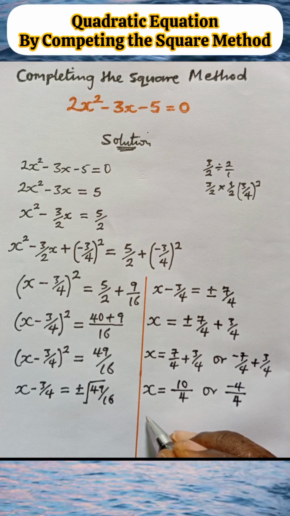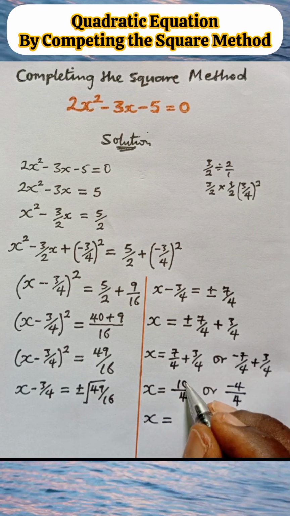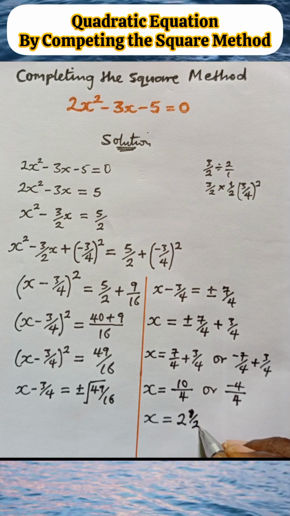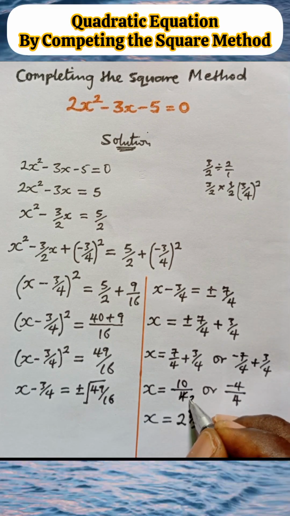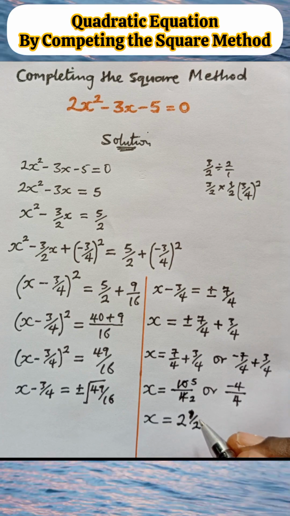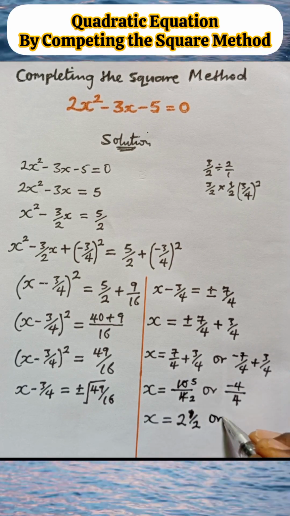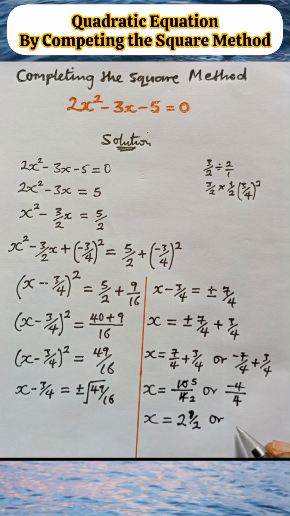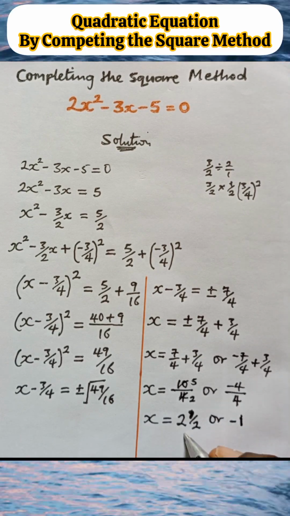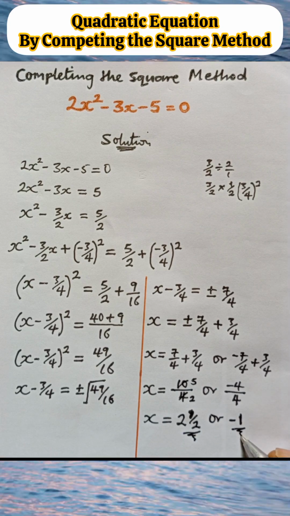4. And by the time you divide this, we have x to be equal to 2 whole number 1 over 2. Because when 2 go into 4, we have 2. 2 go into 10, we have 5. And 5 divided by 2 is 2 and a half. Or, negative 4 divided by 4 gives us negative what? 1. So these are the two values of x that satisfy the equation.